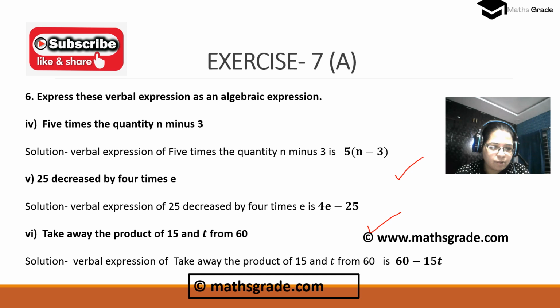Sixth bit. Take away the product of 15 and t from 60. Product of will be represented with multiplication symbol and take away will be represented with subtraction symbol. So verbal expression of take away the product of 15 and t from 60 will be represented as from 60 you have to subtract the product of 15 and t. So 60 minus 15t. 60 minus 15t is the verbal expression of take away the product of 15 and t from 60.